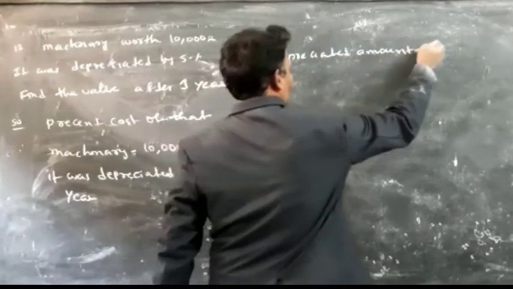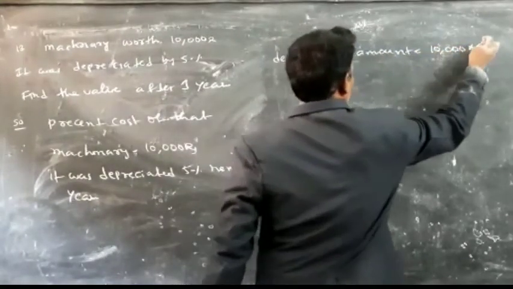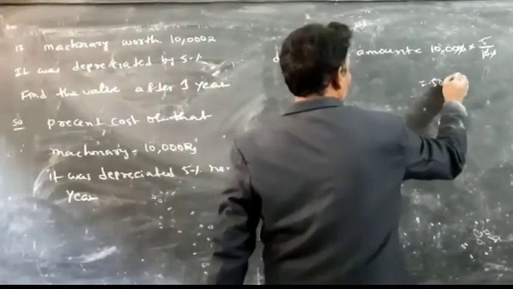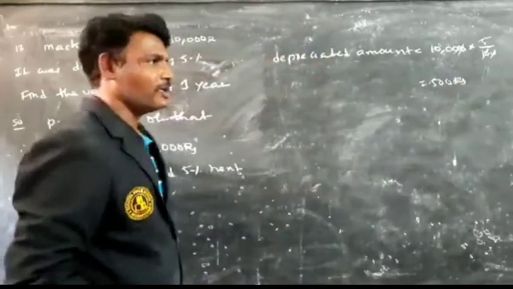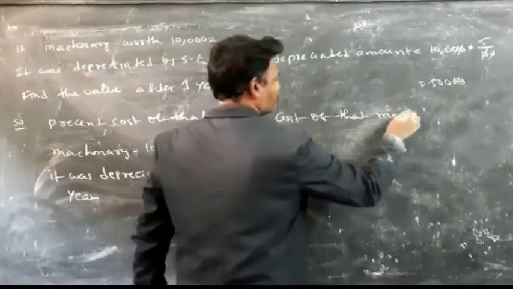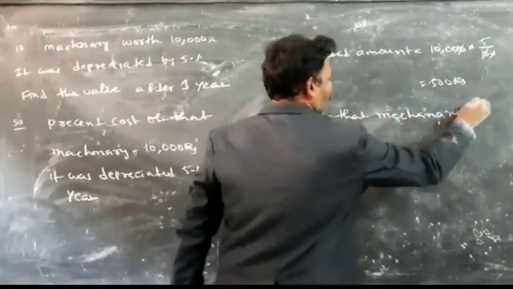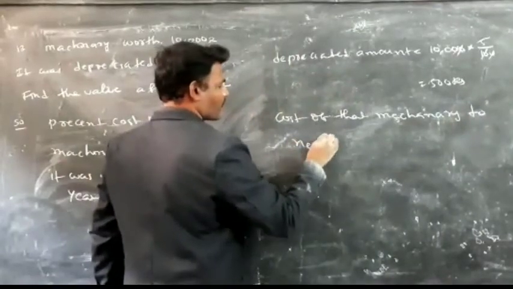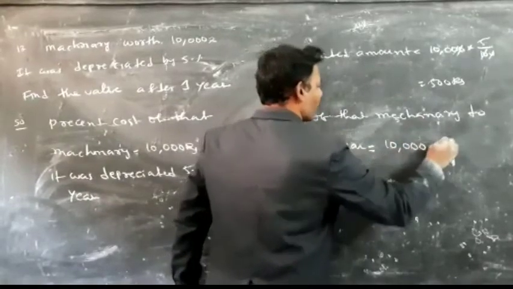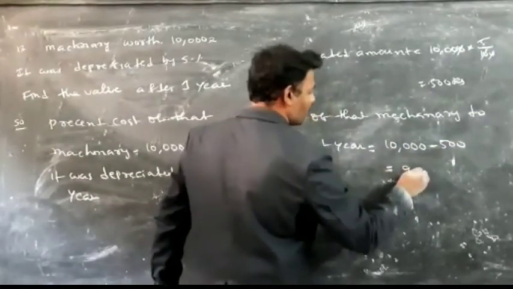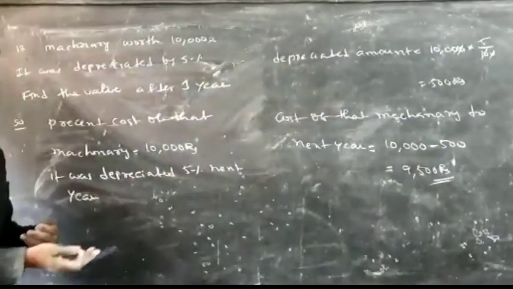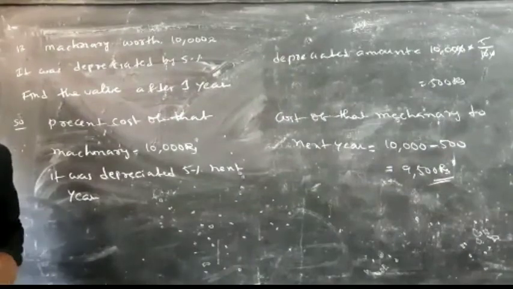Depreciated amount is equal to 10,000 into 5 by 100. 0 0 cancel. So it is depreciated by 500 rupees. Cost of that machinery to next year is equal to 10,000 minus 500 is equal to 9,500 rupees. So cost of that machinery to next year, it is nothing but 9,500 rupees.